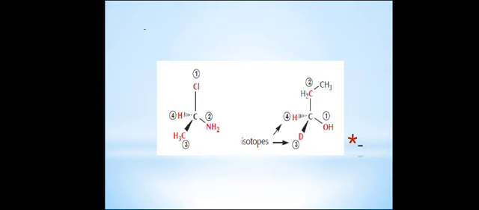Here Cl, hydrogen, methyl and NH2 groups are there. Here Cl carries the first priority, NH2 carries the second priority and the methyl carries the third priority, and the atomic number of hydrogen is much less, so it carries the fourth priority. So here we have to apply the Prelog rule, and after that we orient that molecule.